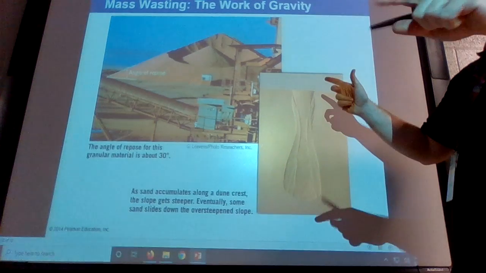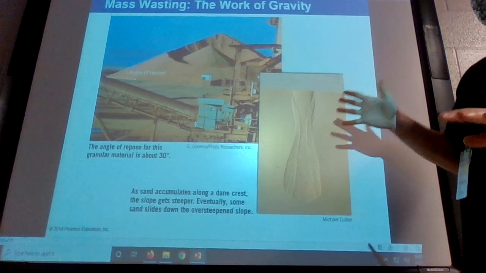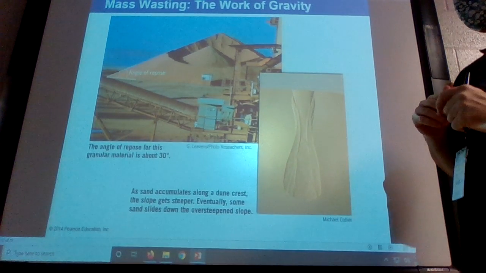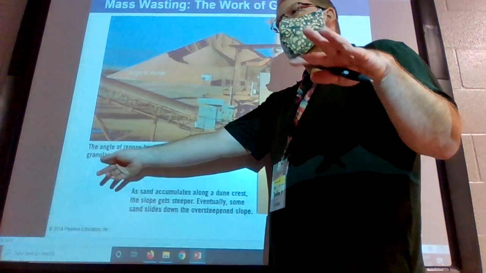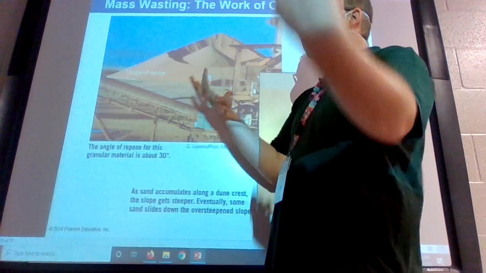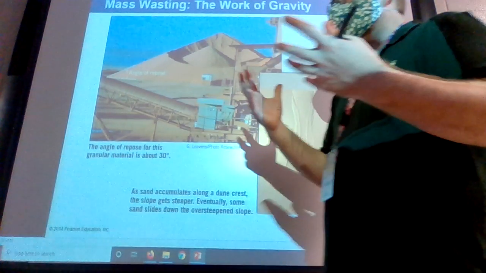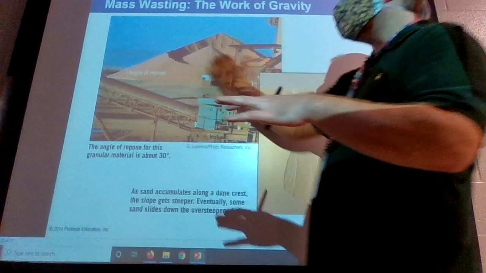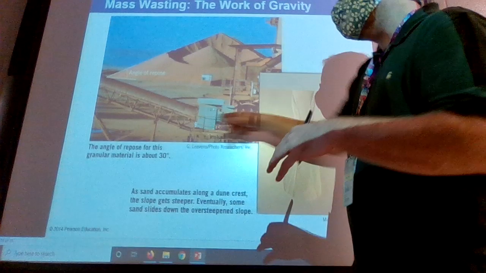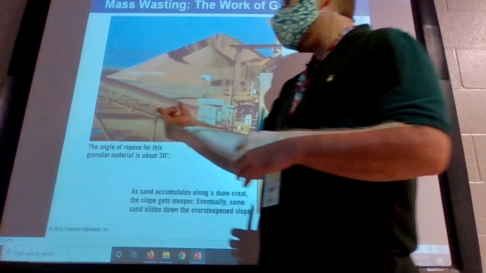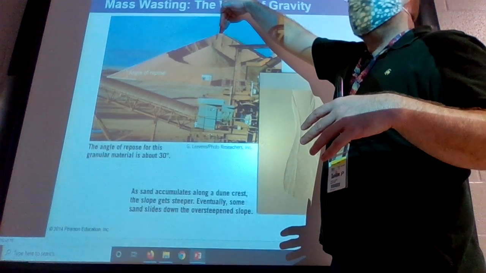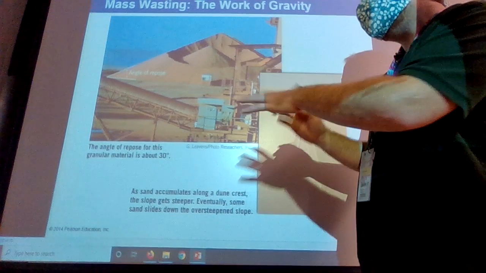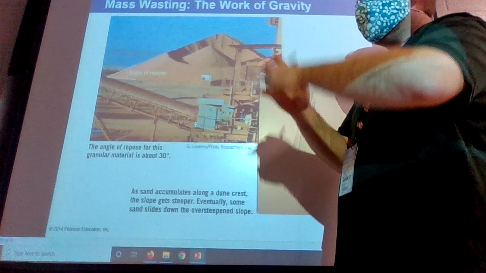The angle of repose, this is more of a physics issue, but angles of repose are different for every different material. Depends on the grain size, the shapes of the grains, the gravity involved, the density of the material. But you can see with this sand hill, this is some sort of processing facility, and they probably had a tube like this that was dropping all the sand directly on the top of this pile.